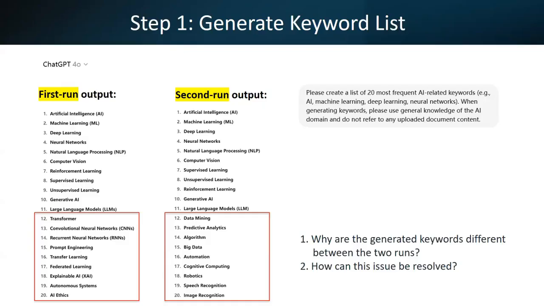So you can see that here. You want GPT to generate the keywords. You run twice. The keywords are different. We're going to fix that problem.